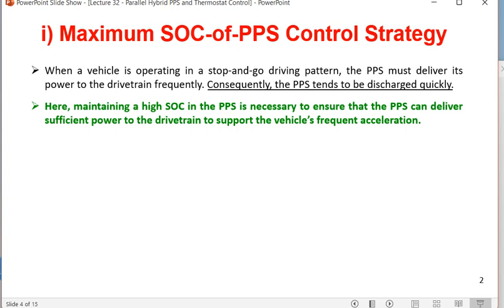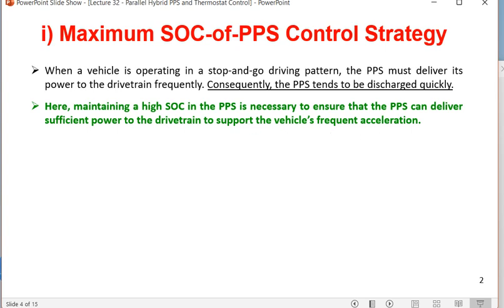So the job of the engine becomes, in the next time, that it has to supply the load to the vehicle. That means it has to satisfy the PL, or load power demand. At the same time, it has to recharge the PPS source also. So here, maintaining a high SOC in the PPS is necessary to ensure that the PPS can deliver sufficient power to the drivetrain to support the vehicle's frequent acceleration.